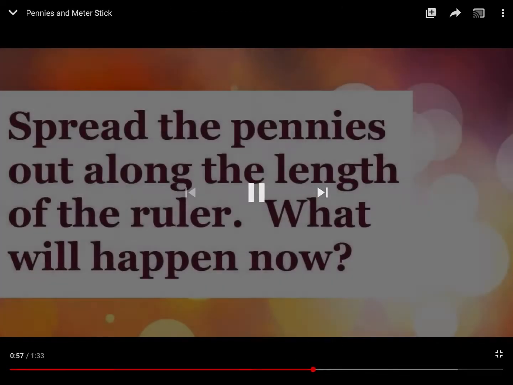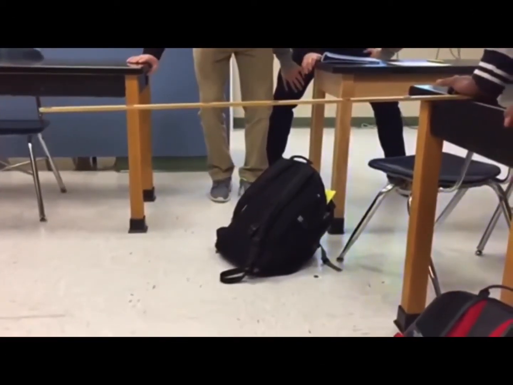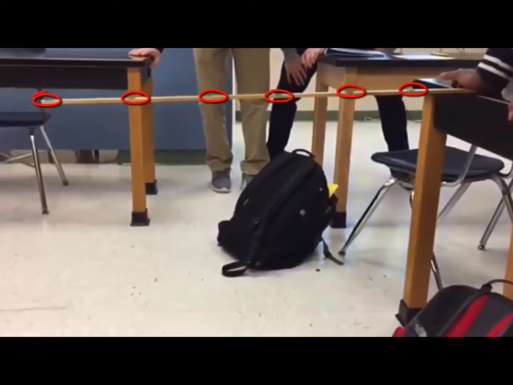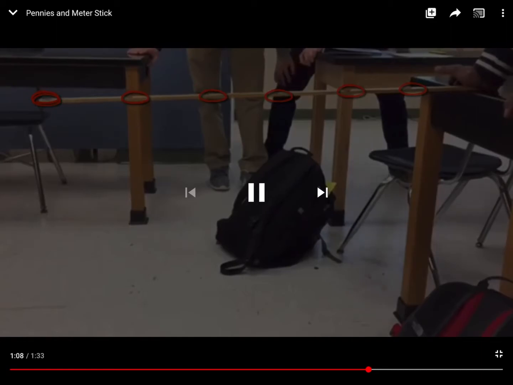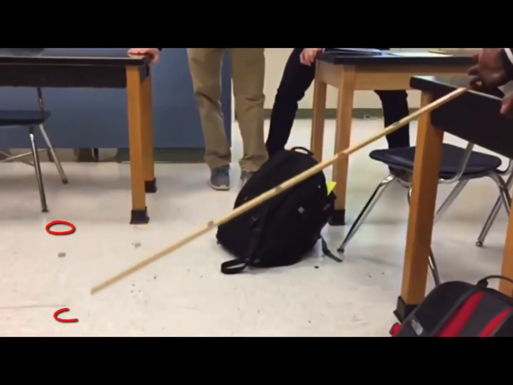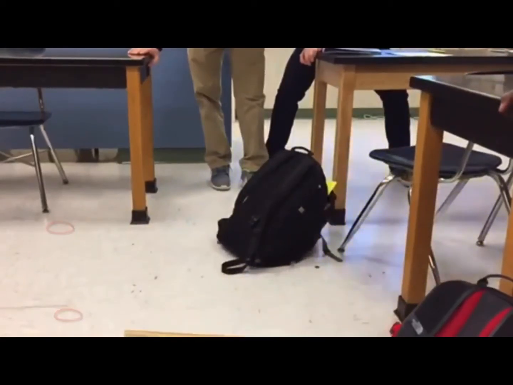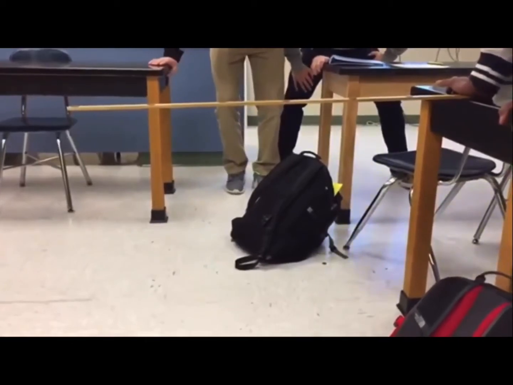I'm going to fast forward to a better view. We've got the pennies spread out along the length of the ruler. Now what will happen? And you can see on the right hand side, I've circled the pennies in this view. On the right hand side, we see someone's elbow and they let go. And then you can see the pennies on the right stay on the ruler and the pennies on the left come off.